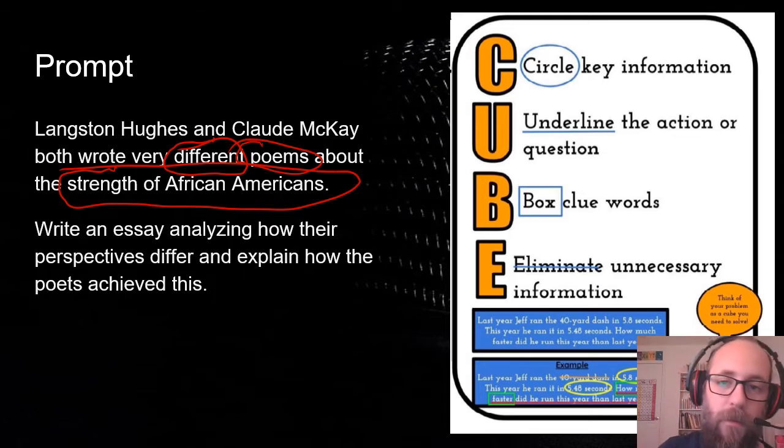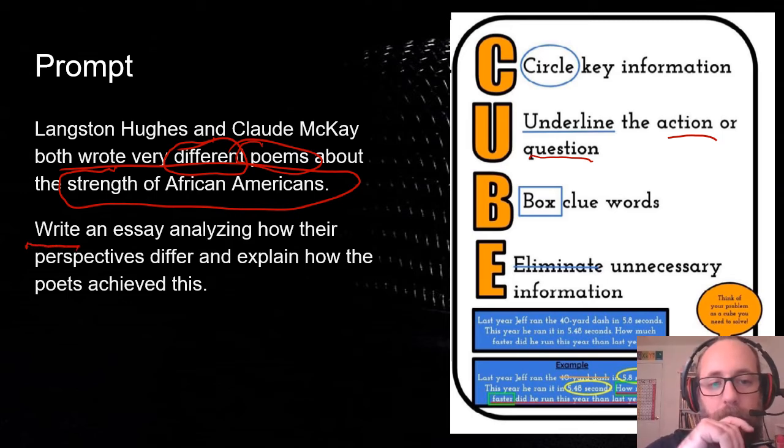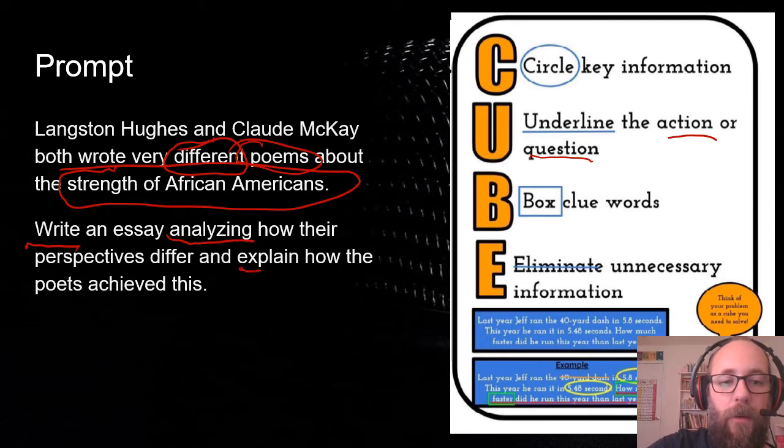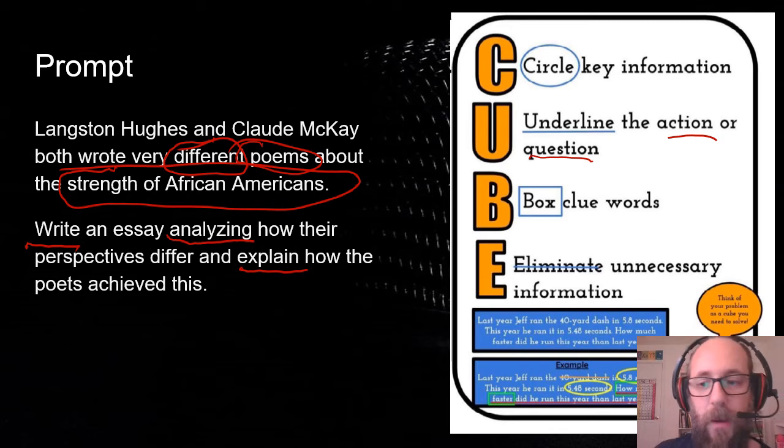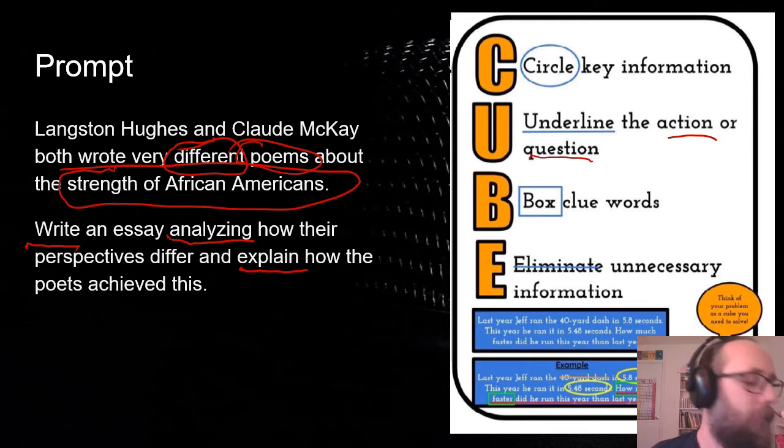What do you think? Let's look for underlines here. Underline the action or the question. What am I supposed to do here? What's the verb? Okay, I'm supposed to write an essay analyzing, so I have to analyze how their perspectives differ and explain. Oh, that's the other thing I have to do. I know I have to write. This is kind of obvious. I'm going to write. But to analyze and explain. Okay.